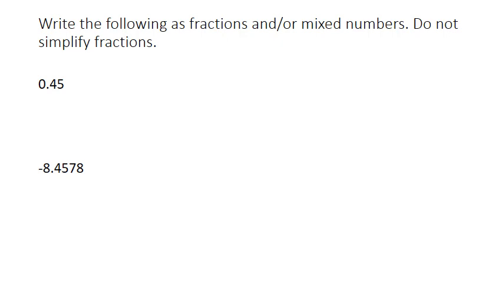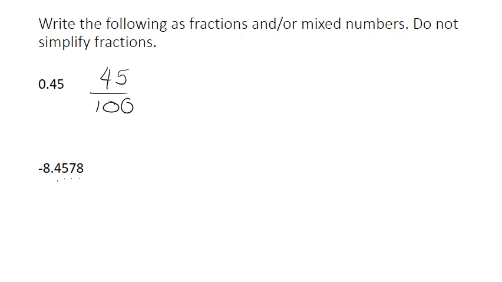It's read 0.45. It is 4 tenths and 5 hundredths. So that is 45 hundredths. If we write that as a fraction, that is 45 over 100. Look at the second number, negative 8.4578. We have the tenths, hundredths, thousandths, ten thousandths.